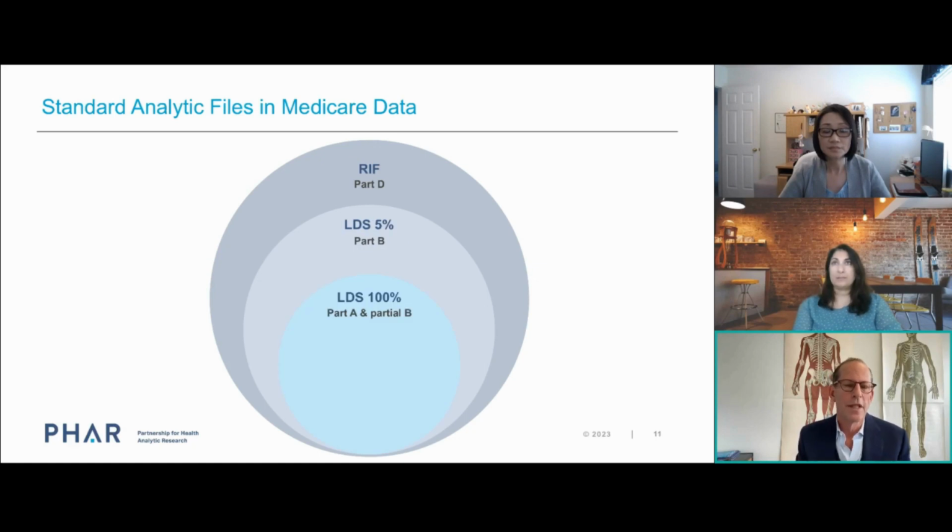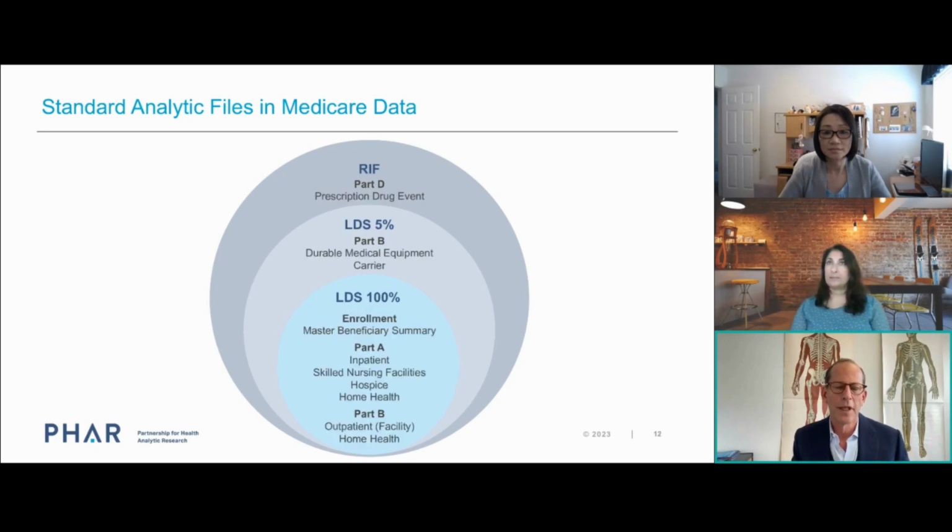The interesting thing, though, is the limited data set now comes in two flavors, the 5% and the 100%. And this 100%, I don't know that we've ever used it. There used to be a 20% sample that we had used, but the 5% sample is interesting in that 5% includes parts A and B and all of Part B. But when you use the 100% LDS, you're only getting part of Part B. So here I'll show the actual standard analytic files that you get and explain why that's important.